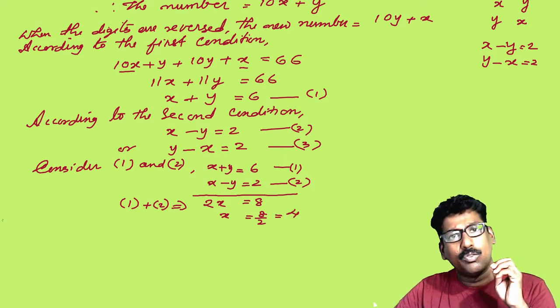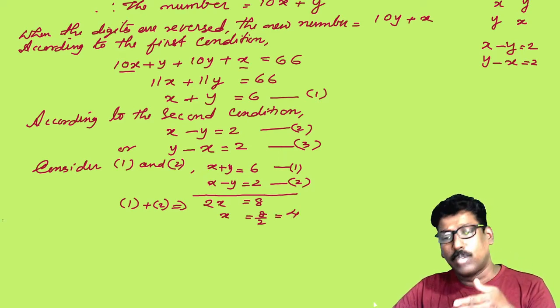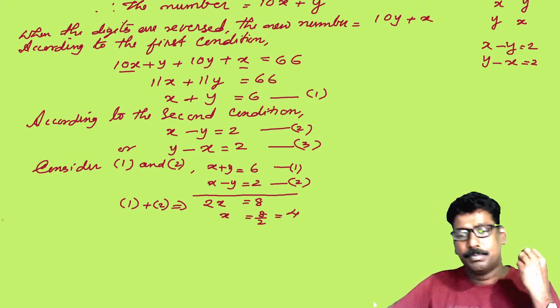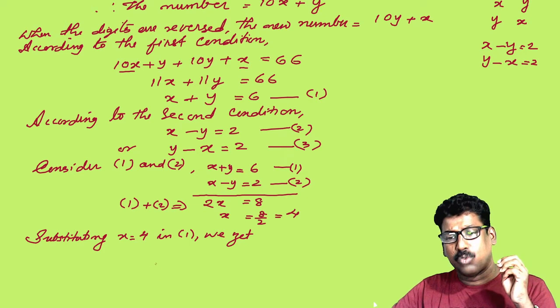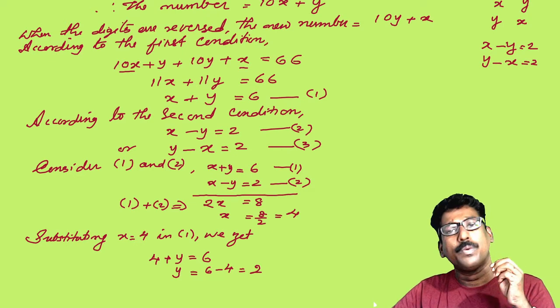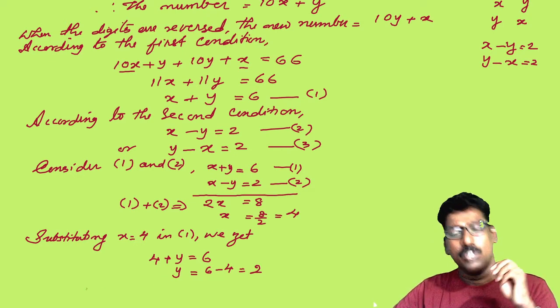You got the value of x. Now substitute x is equal to 4 in equation 1, you will get the value of y. Do it. Substitute x is equal to 4 in 1, that is 4 plus y is equal to 6, that is y is equal to 6 minus 4, which is equal to 2. Therefore, x is equal to 4, y is equal to 2.